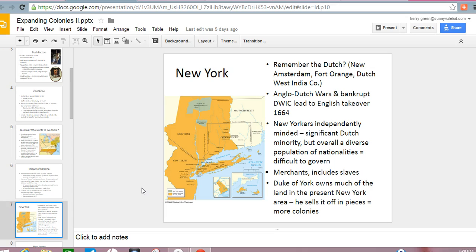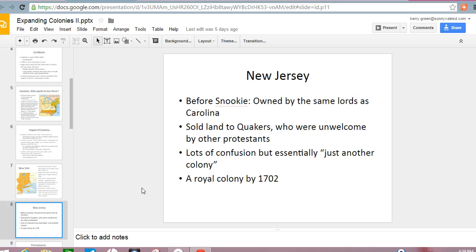And the Duke of York will own much of the land, but he will begin to sell it off in pieces. So some of the other colonies will come from here, say like New Jersey, will come because the Duke of York sells off part of his land. So that's how New York comes to be. New Jersey, I'm sorry, I said that wrong. It wasn't New Jersey that was owned by the Duke of York. But he sells some of his other land to places like Connecticut. New Jersey is owned by the guys who have the Carolinas.